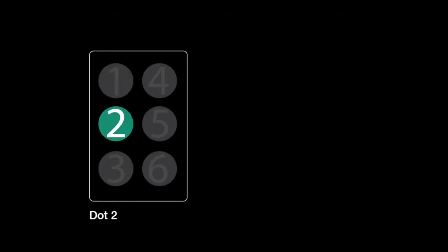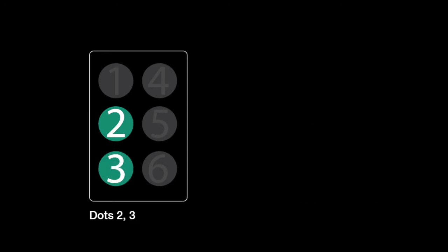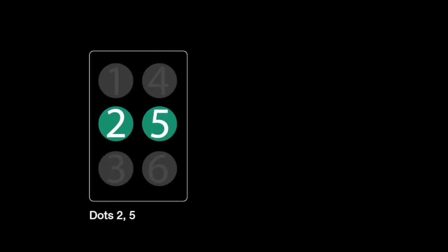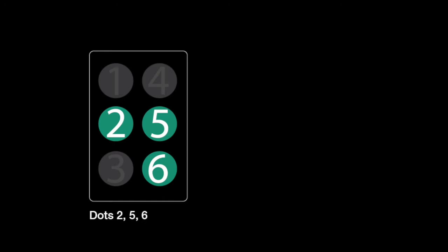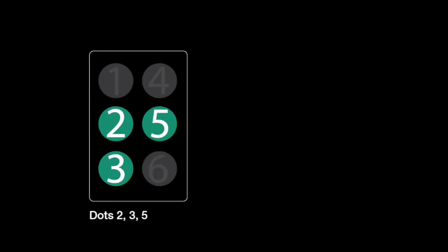Dot 2. A comma is dot 2. Dot 2 and 3. A semicolon is dot 2 and 3. Dot 2 and 5. A colon is dot 2 and 5. Dot 2, 5, and 6. A period is dot 2, 5, and 6. Dot 2, 3, and 5.